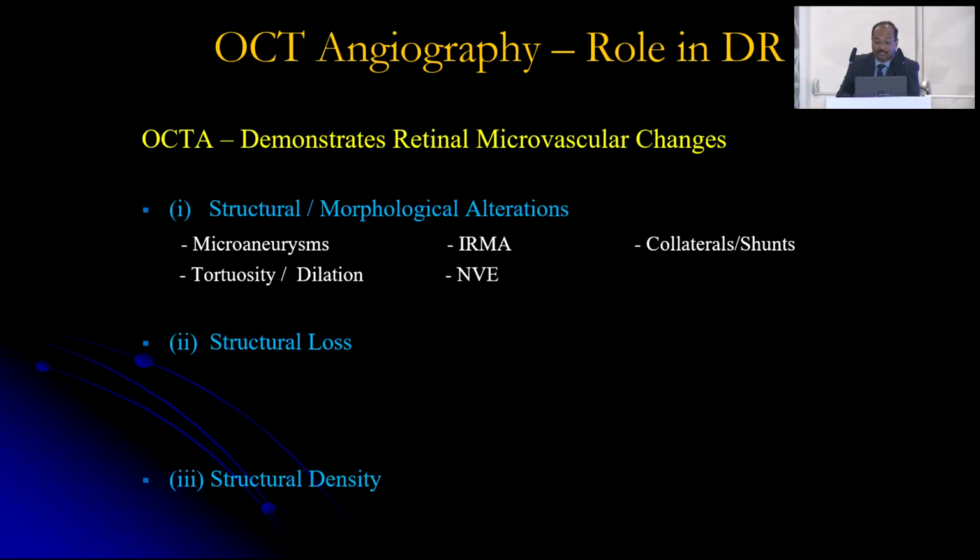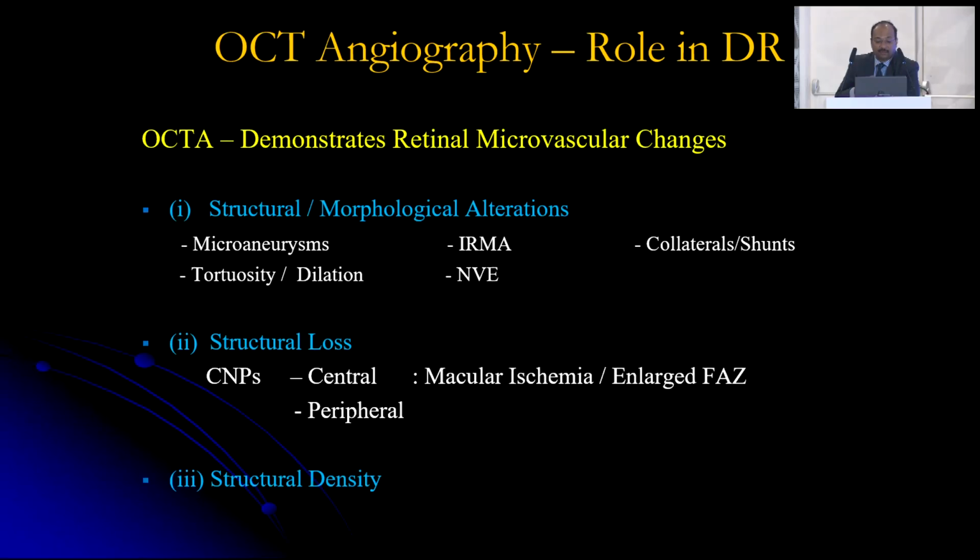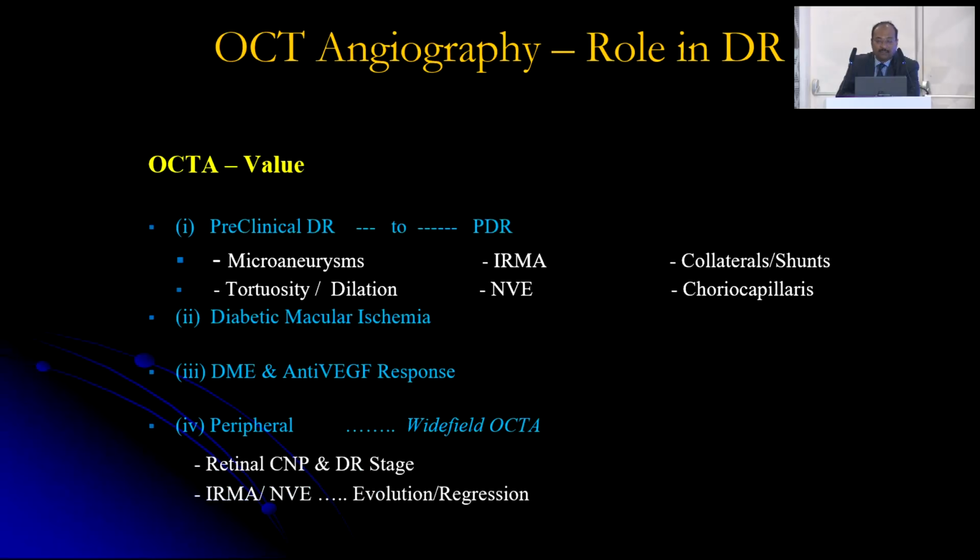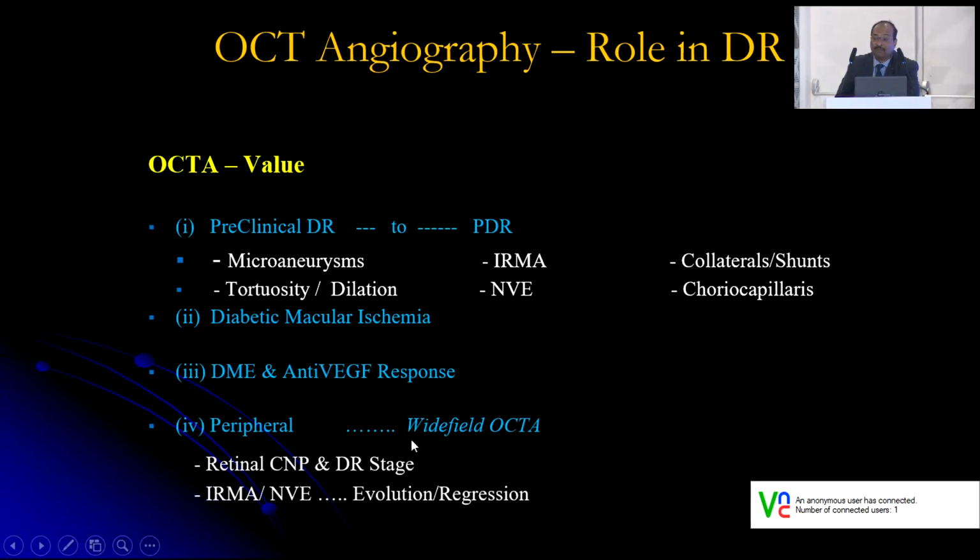It also highlights structural loss in the center, showing up capillary non-perfusion, and therefore, as we talked about earlier in discussion, macular ischemia and enlarging FAZs, and in the periphery also, and through structural density metrics such as perifoveal capillary density. This translated clinical value is also showing all these changes from the preclinical diabetic retinopathy stage to the proliferative stage through all these anatomical issues, and also giving us an ability to objectively evaluate diabetic macular ischemia.